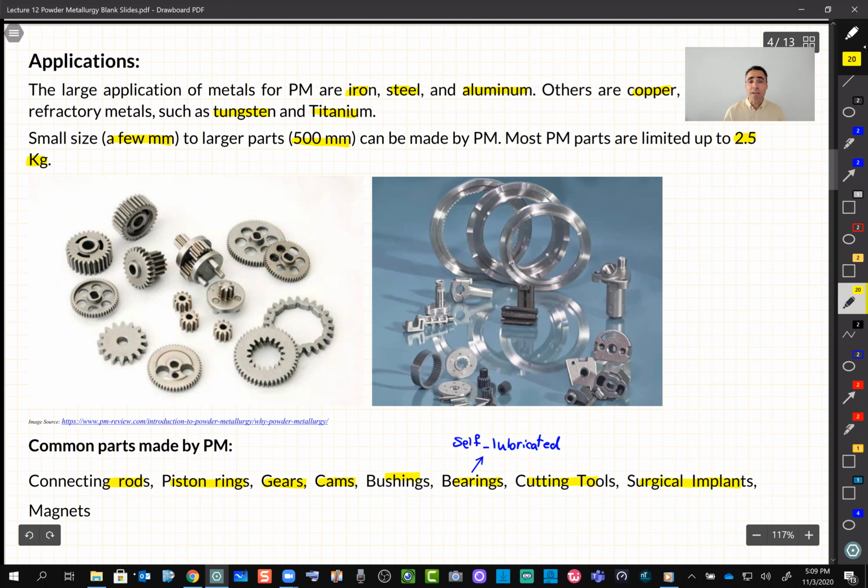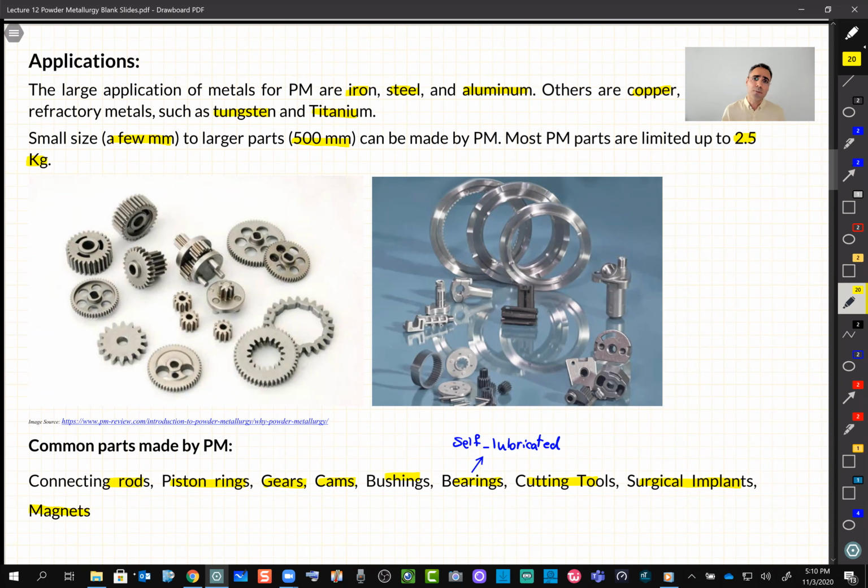And surgical implants, this is a very common approach. Many implants are made out of titanium, and this approach is very common. Surgical tools as well, like the tools that people use for doing surgery. And magnets. To make magnets of different shapes, powder metallurgy is a common approach. As you can see, there is a large application for this approach.